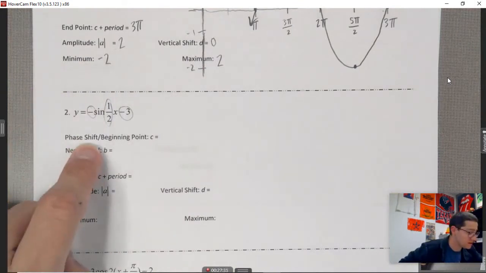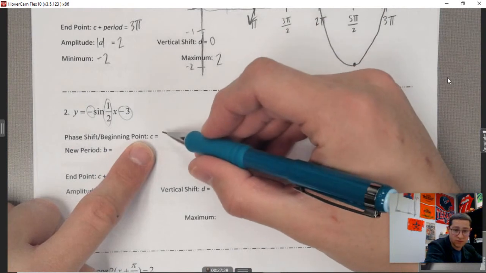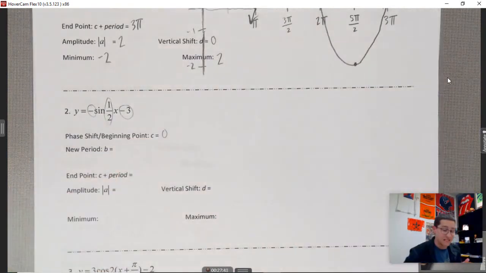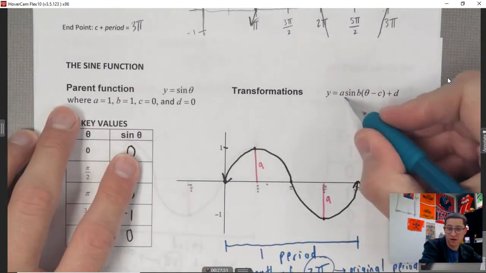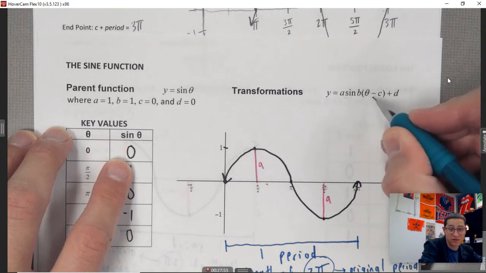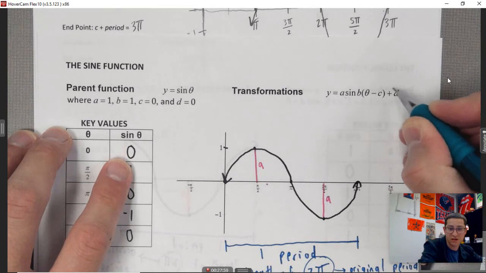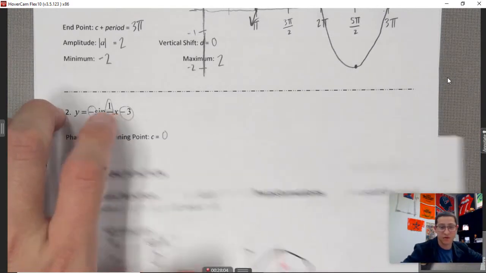So phase shift, beginning point: the C value doesn't change here, it's 0. We have a D value, not a C value. Just to show you where that's located, here it is, A sine B. If we had parentheses, we would have a C, but we don't have those parentheses. So really, it's what's outside of the parentheses that is that value.